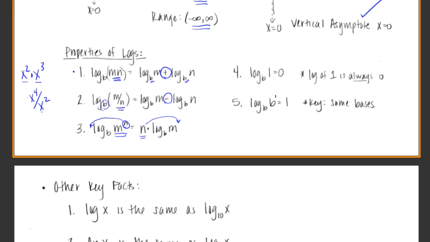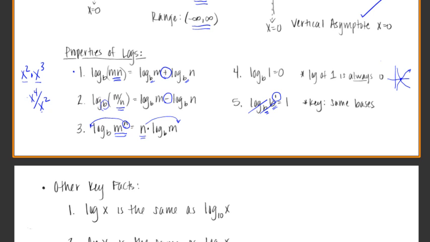And 4 and 5, just log of 1 is always 0 because all those log graphs always go through that point, 1, 0, whether it's going down through it or up through it. They all go through that point, 1, 0. And then what this is saying is that what you're taking the log of, if it's like the base number to any power, and if the base for your log matches the base of what you're taking the log of, this all goes away and you just get that exponent right there.